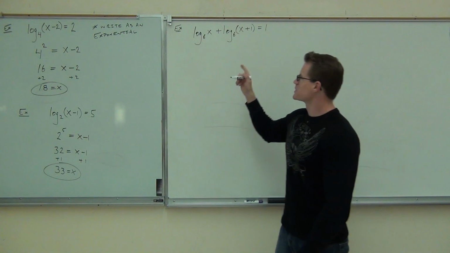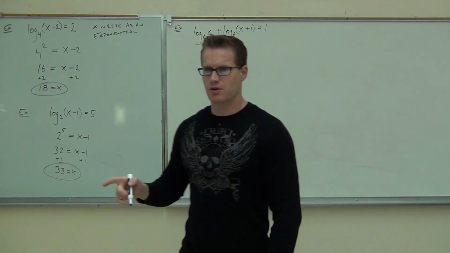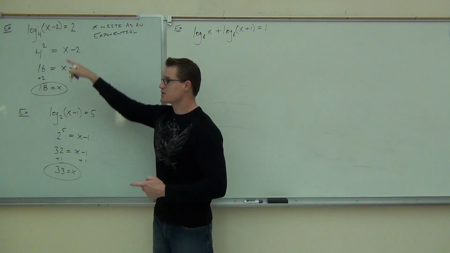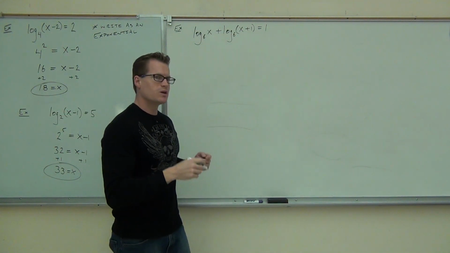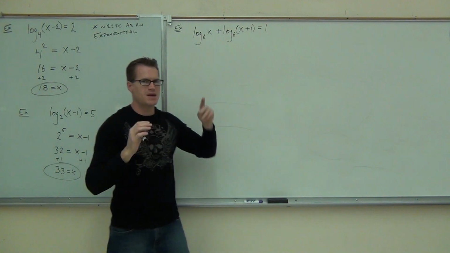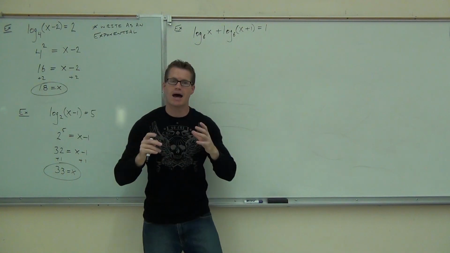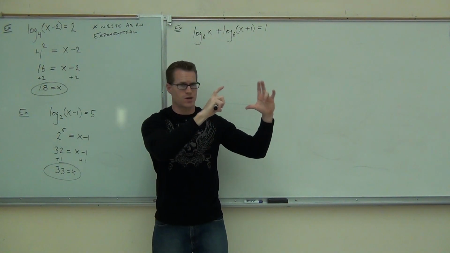Well, now this problem's a little bit different. This problem has 2 logarithms on one side of the equation and then a number on the other side. It looks a little bit different than these ones. These were 1 logarithm already, yeah? So is there something we could do to this side of our equation to make it 1 logarithm? You see, you can't do this process unless you have exactly 1 logarithm equal to a number. That's what you have to have.